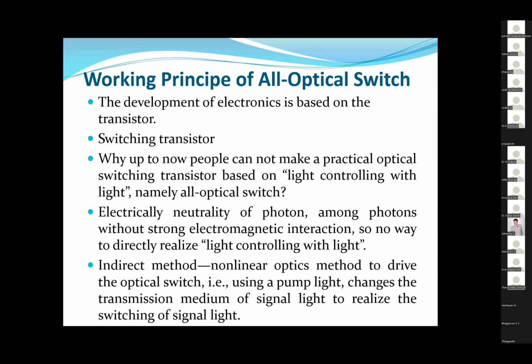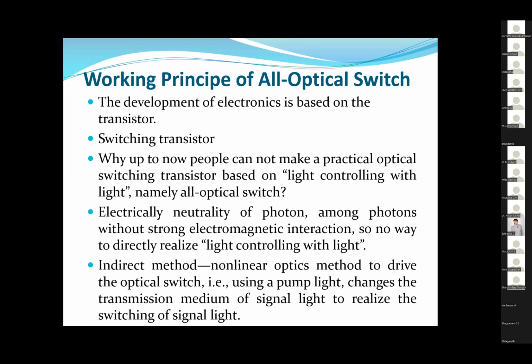Among photons, without strong electromagnetic interaction, there is no way to directly realize light controlling light. The only way is using an indirect method. And what is that indirect method? Our nonlinear optics method. This is to drive the optical switch, that is, using a pump light to change the transmission medium of the signal light to realize the switching of the signal light.